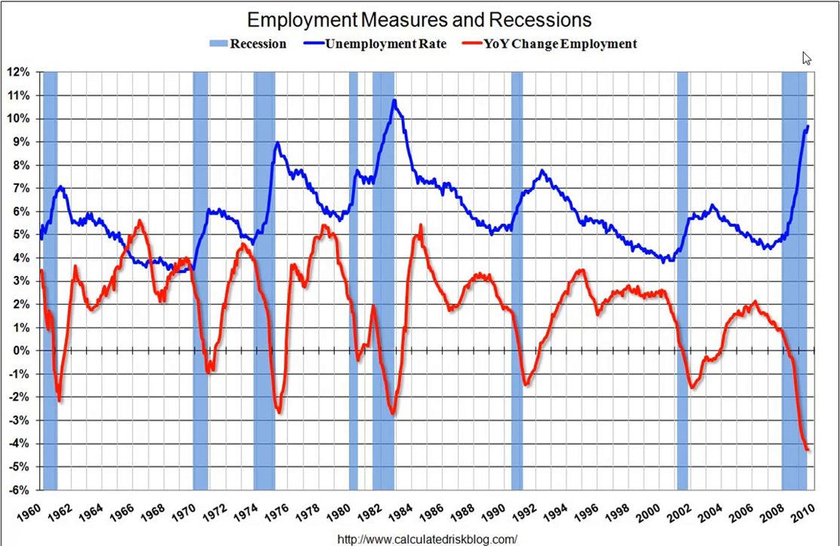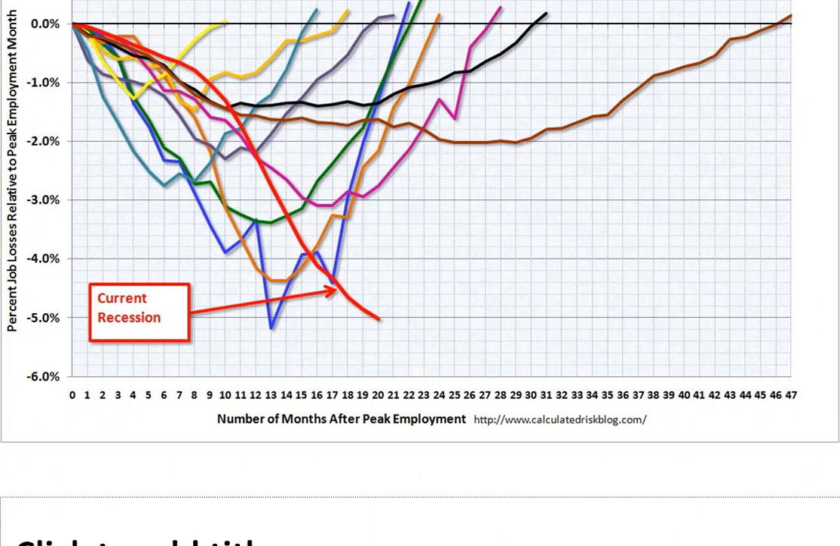CalculatedRiskBlog.com. In these blue bars that you see across from 1960 through to 2010, you see recessions represented across various time frames, and the most recent one is this 2008 period through to 2009. The blue line represents the unemployment rate, which has rocketed up from 5% to just under 10%, while the year-over-year change in employment has dropped from about 1% all the way to minus 4%. We'll talk a little bit more about the impact of the fundamentals on the markets in a moment.